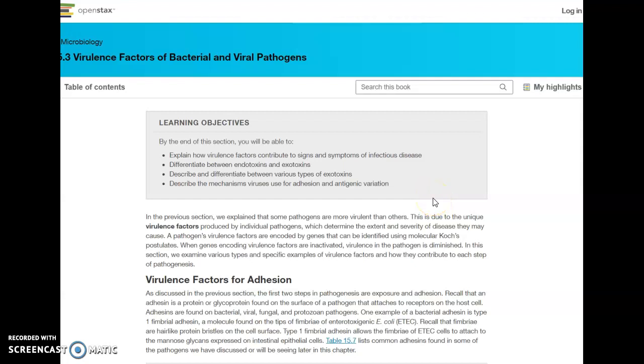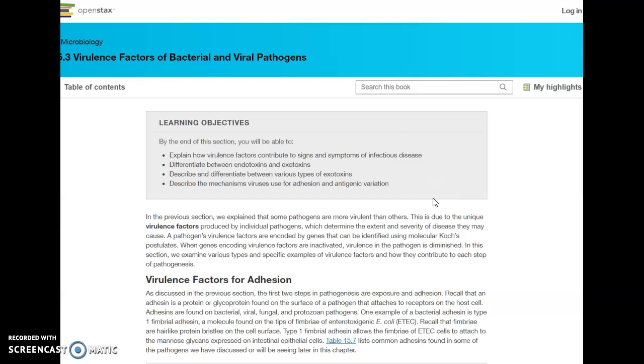Continuing on with our look at how microbes are able to cause disease, we will take some time to explore virulence factors. Virulence factors are the advantages that pathogens have that really make them able to cause disease and then determine the extent and severity of the disease.